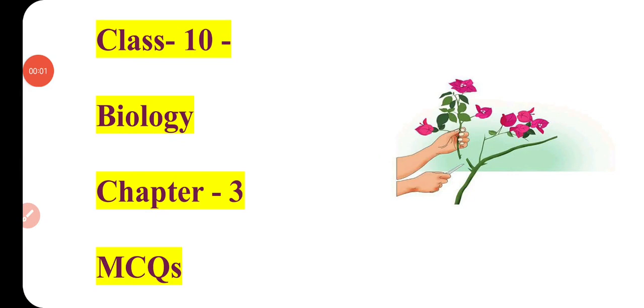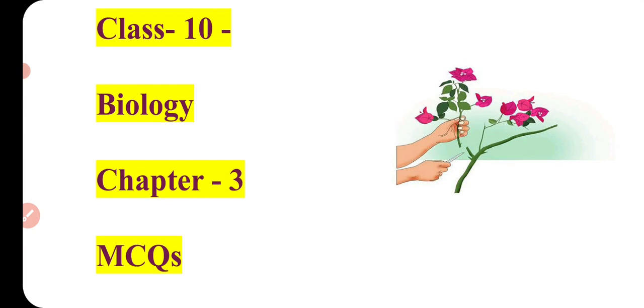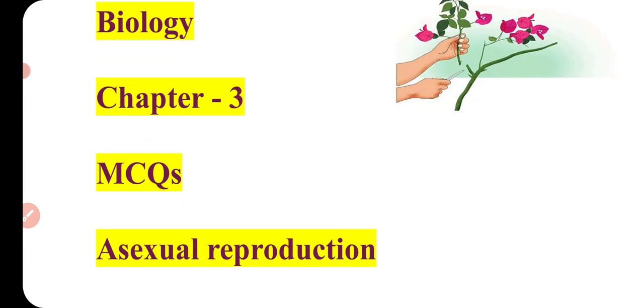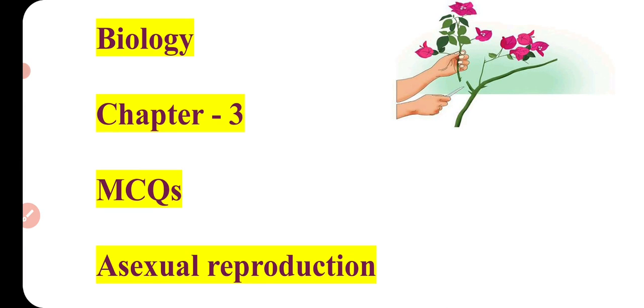Hello students, welcome to the channel, and this is the video of class 10th biology. Here I have brought the multiple choice questions taken from chapter 3, and the topic is asexual reproduction. So here we will solve some questions from the topic asexual reproduction, which is taken from chapter 3, How do organisms reproduce.